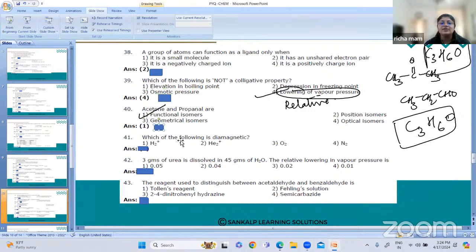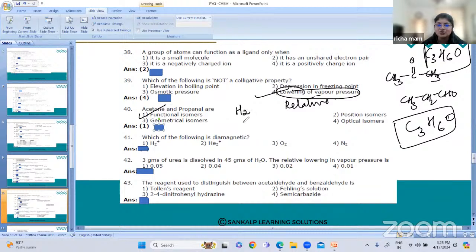Which of the following is diamagnetic in nature? H2 plus, He2 plus, O2, N2. Mehak and Vamshi Krishna have answered it as 3. So what is diamagnetic? Diamagnetic means they do not contain any unpaired electron. So which is diamagnetic in nature?